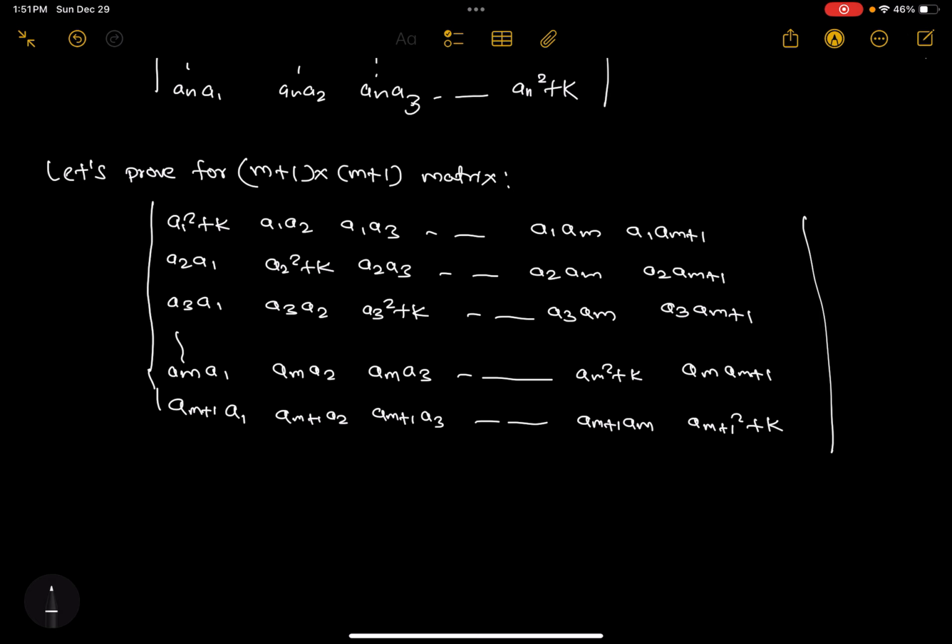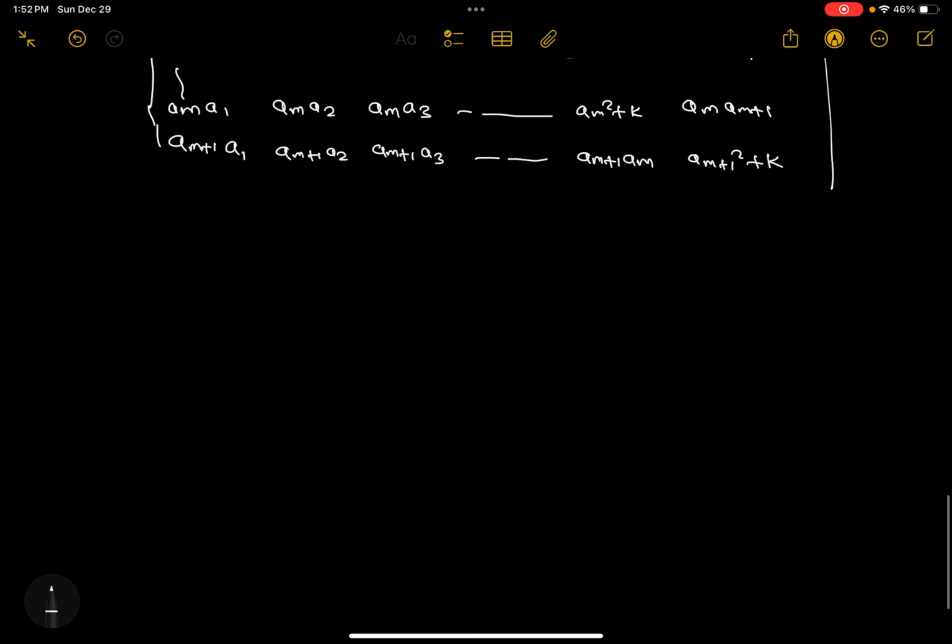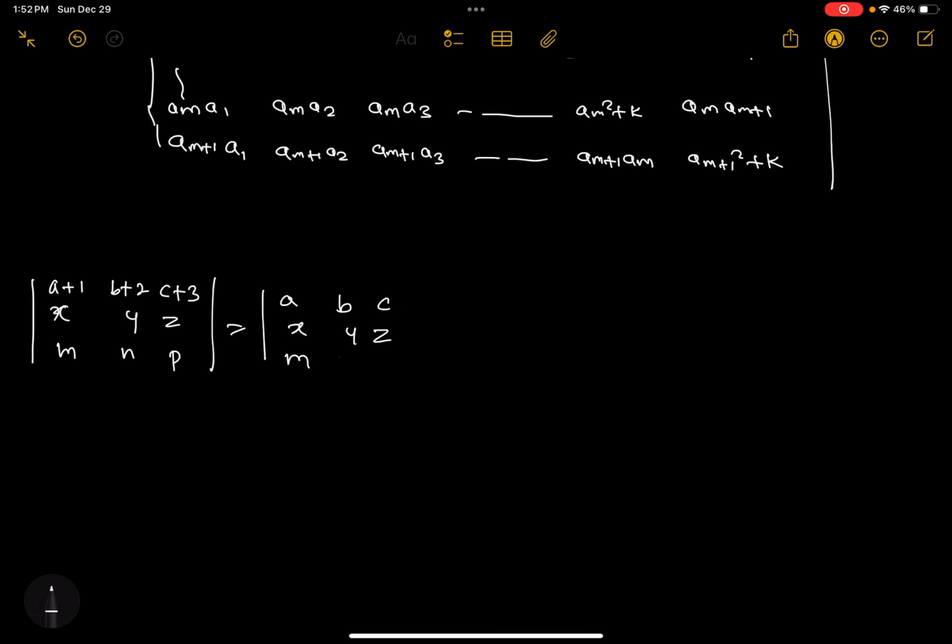To use that, I have an idea over here, right? So basically, we know that we can break determinants. Let's see, if I have a plus 1, b plus 2, c plus 3, x, y, z, m, and p. I guess you guys know that we can break this determinant as a, b, c, x, y, z, m, and p plus 1, 2, 3, x, y, z, m, and p.